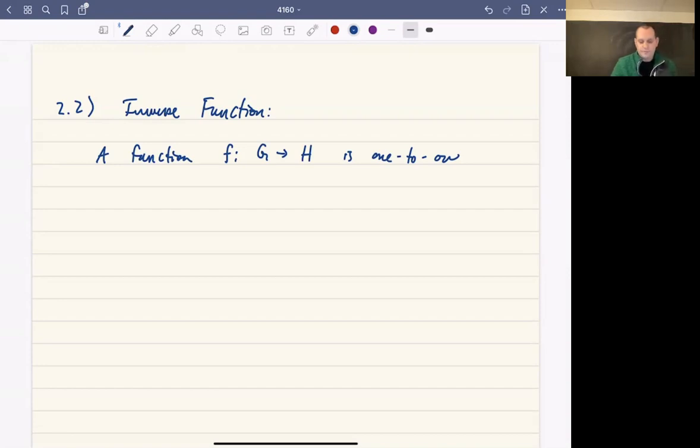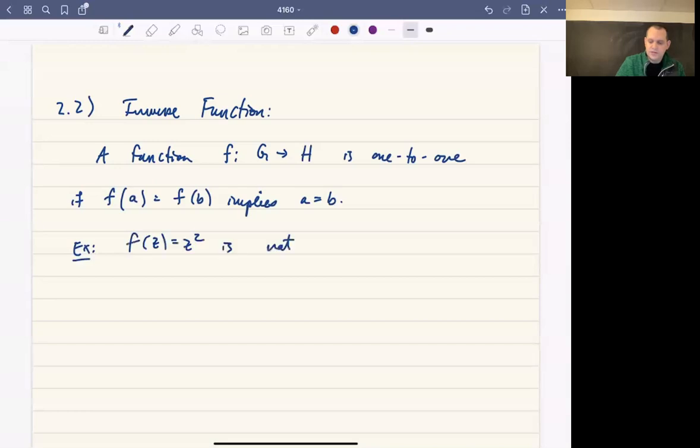So for example, the function f of z equals z squared is not 1-to-1. And the reason for that is that you can come up with two inputs that have the same output. So for example, f of i and f of minus i are both -1. But clearly i and minus i are different inputs. So here we have two inputs, but they have the same output. So that's not allowed if the function's 1-to-1.